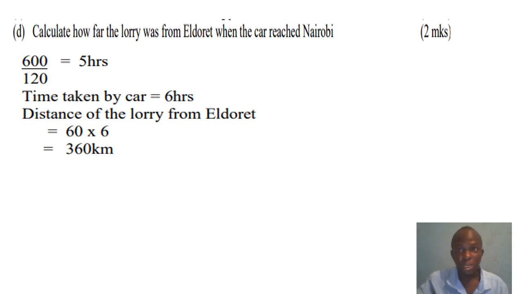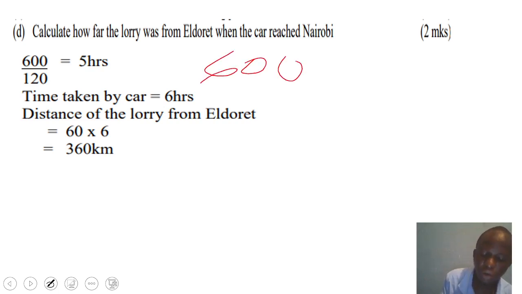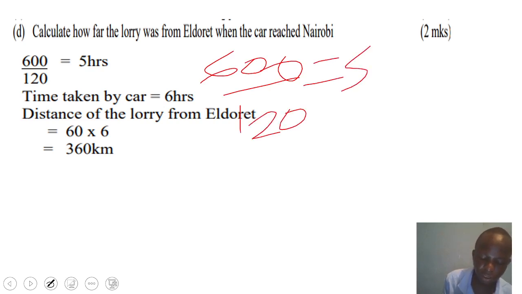On to the last part of this problem. Calculate how far the lorry was from Eldoret when the car reached Nairobi. Let me read it once again. Calculate how far the lorry was from Eldoret when the car reached Nairobi. So, the car took 600 over 120. That is the time that the car took, which is 5 hours.